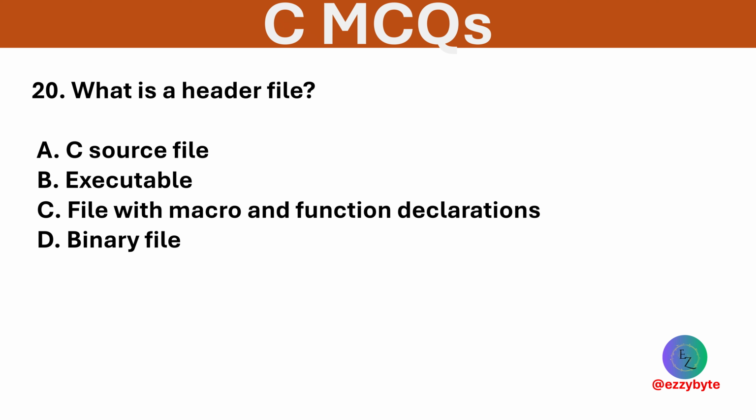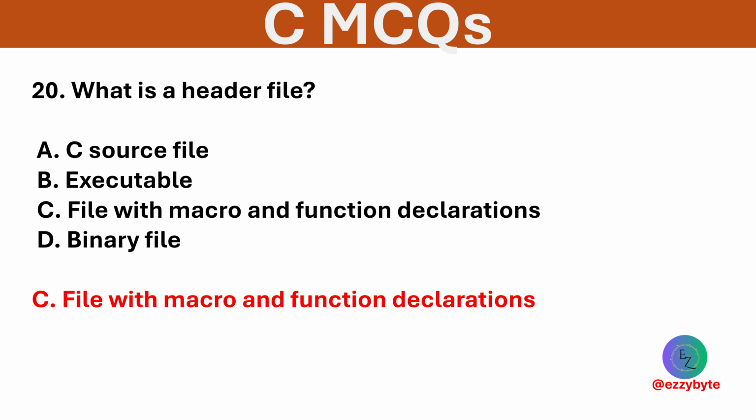What is a header file? Options are C source file, executable, file with macros and function declarations, and binary file. Option C is correct. Header files declare functions and macros.